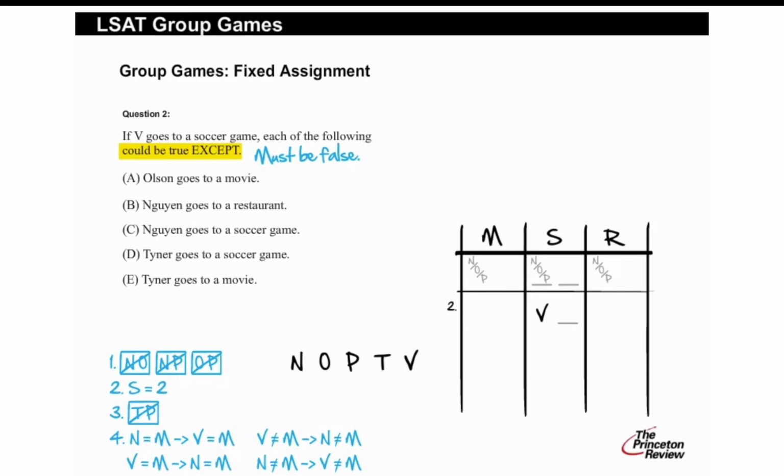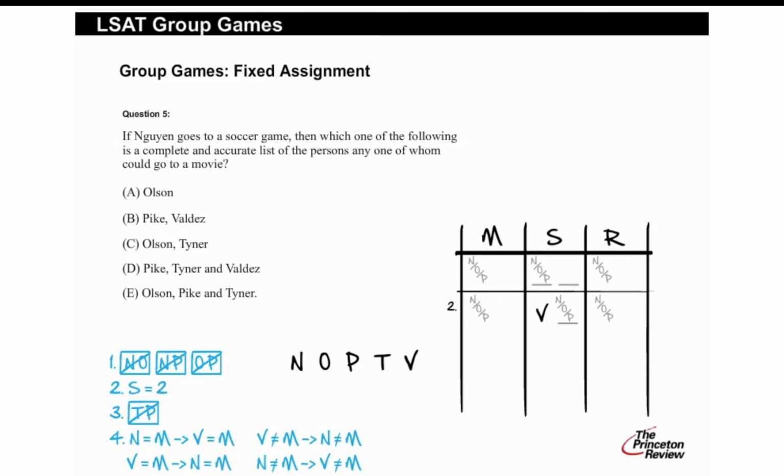Now, fill in your NOP placeholders. That means that the second person watching soccer is only allowed to be N, O, or P, and there's no room for T. Since it's a must-be-false question, now's a good time to take a look at your answer choices. And choice D says, Tyner goes to a soccer game. That's it. There's your correct answer, and you're moving on to question number 5, the next specific question.